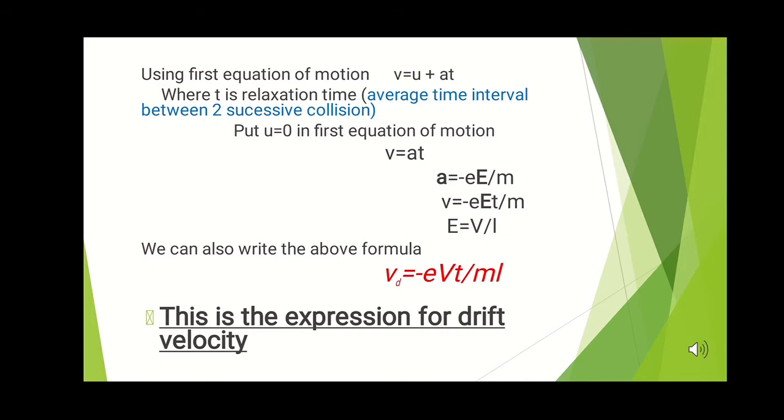So if we put this expression for E, the electric field intensity, in the formula of drift velocity, the formula becomes Vd is equal to minus e V tau, or we can say t, upon m into L. So the drift velocity of an electron depends upon some factors. The first factor is the potential difference, which is in the numerator. Another is the relaxation time, and the third is the length of the conductor. In the next slide we will discuss how it depends.